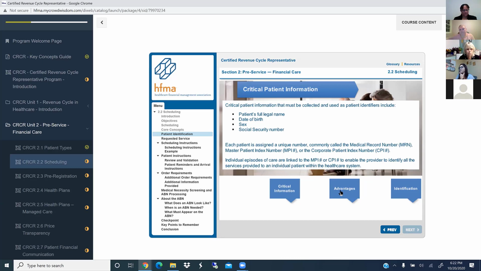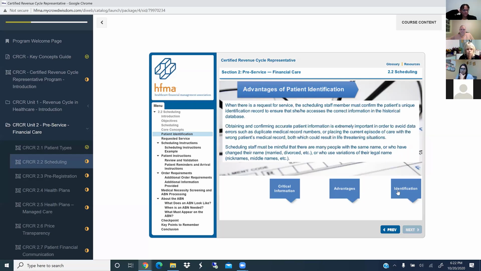The advantages of patient identification. When there's a service request, the scheduling staff must confirm the patient's unique identification record to ensure that he or she accesses the correct information. So obtaining and confirming accurate patient information is extremely important to avoid data errors such as duplicate medical record numbers, which we just spoke of.